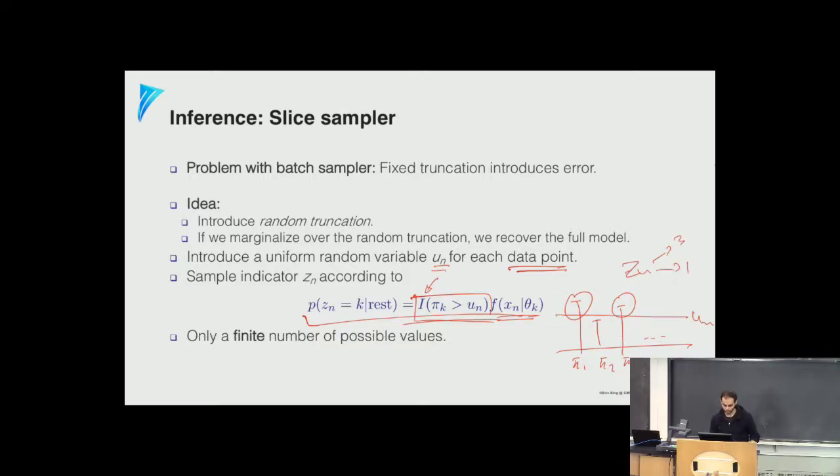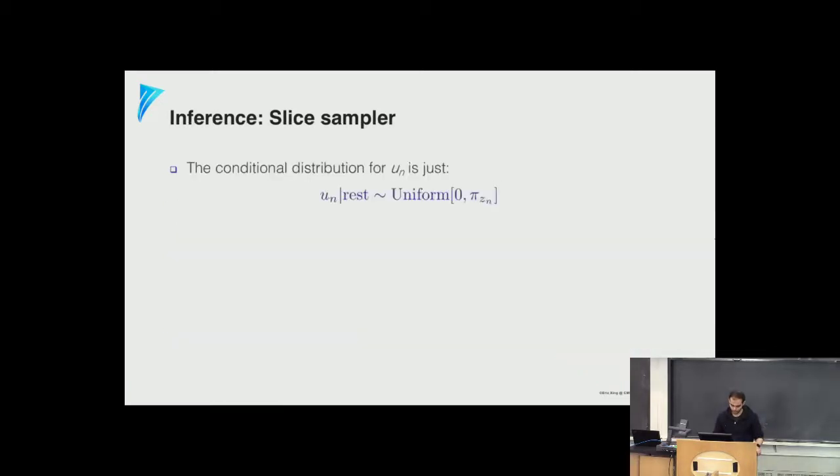Because the probability of selecting pi 2 will be equal to 0, right? So given a fixed u_n, even if we have an infinite number of these components, after slicing, those that are non-zero are going to be finite. So it's going to be a finite subset of these components.